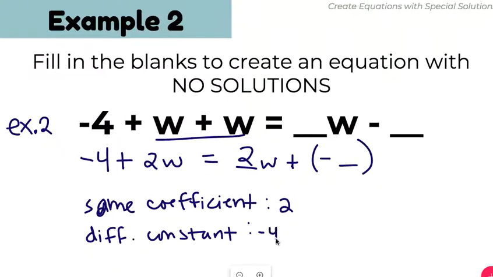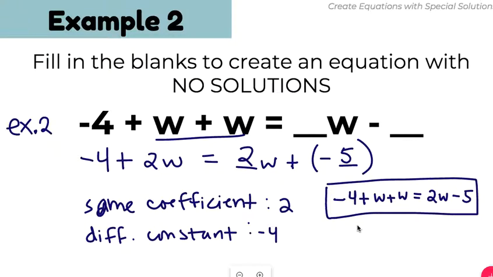Different constant. Well, my constant is a negative 4, so I just need to pick some other number. It's going to be negative 5, 1, 3. You could make it positive 4 if you wanted to. It'd be a little crazy once you enter it in your equation, but so my final answer would be negative 4 plus W equals 2W plus negative 5, or back up, minus 5. And you could solve this and check it and just make sure everything worked out correctly if you wanted to.